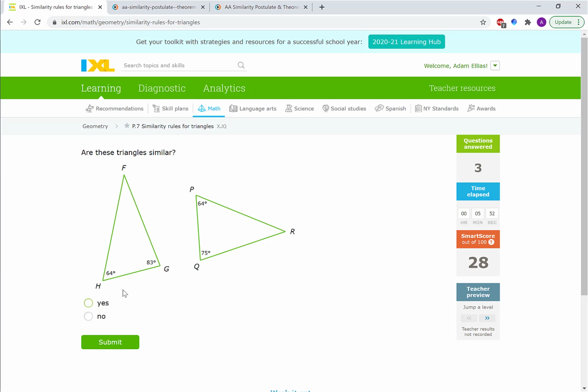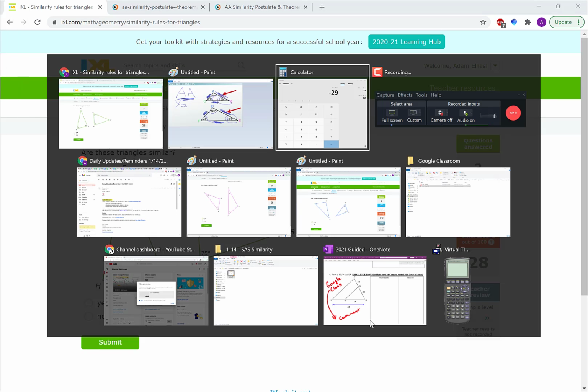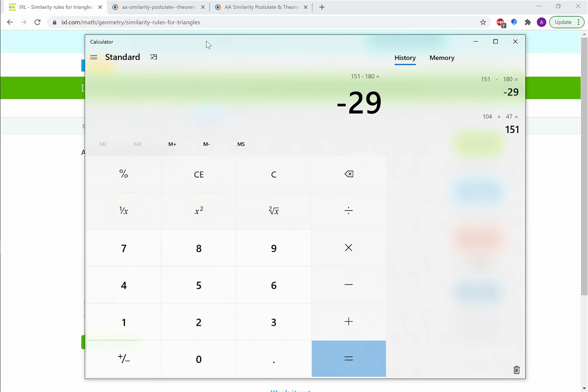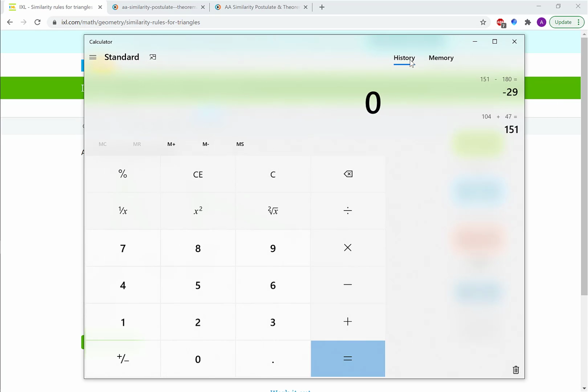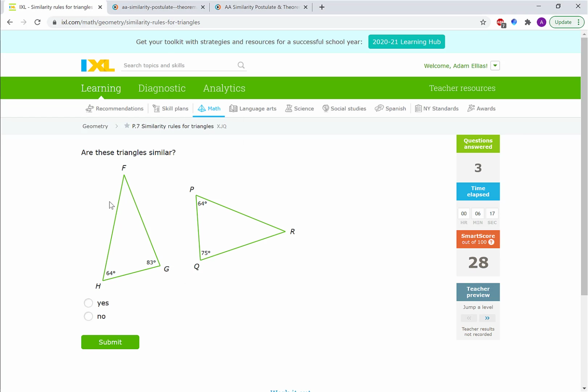This one, you gotta be a little careful. This is where I'm getting a little skeptical, because let's take out that calculator. Let me clear. And we got 64 and 83. 64 plus 83. Take away 180. That missing angle is 33.